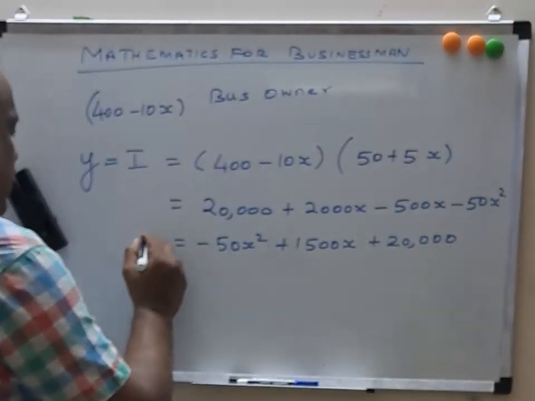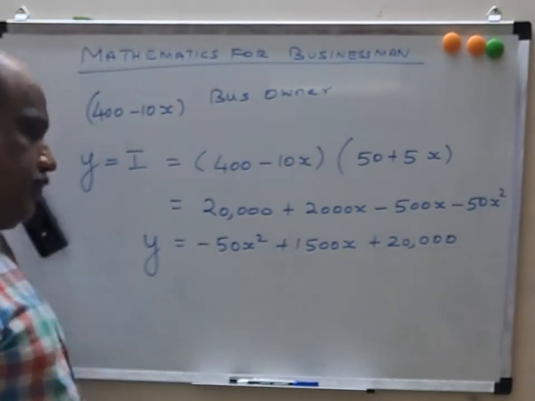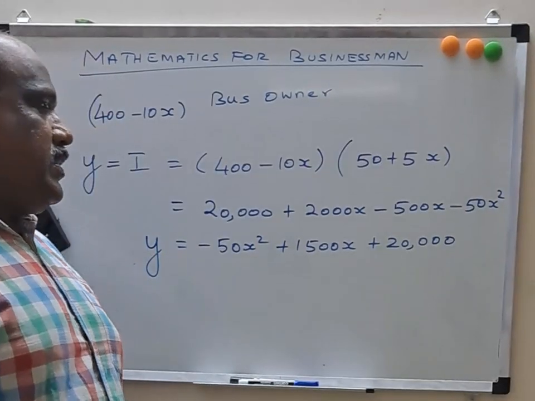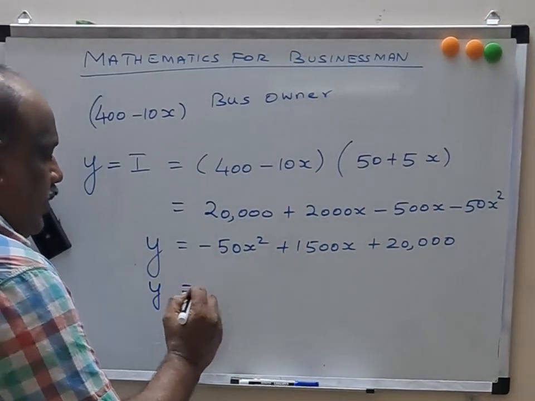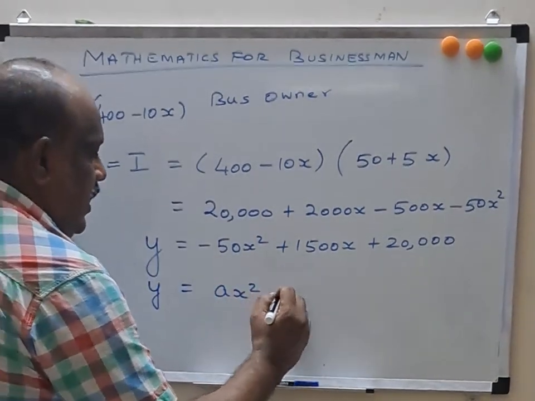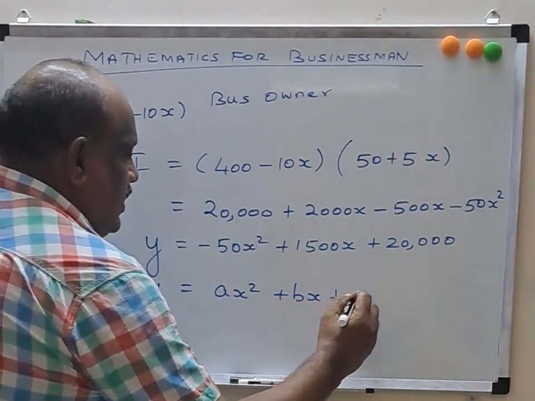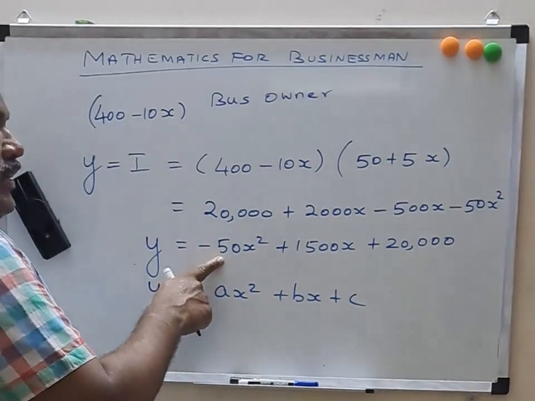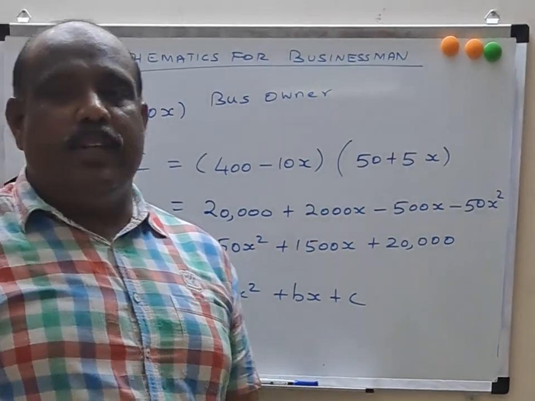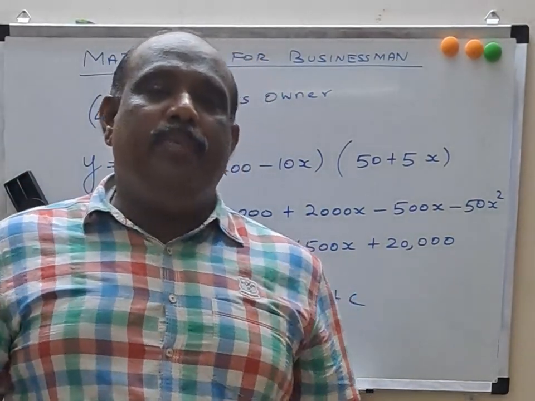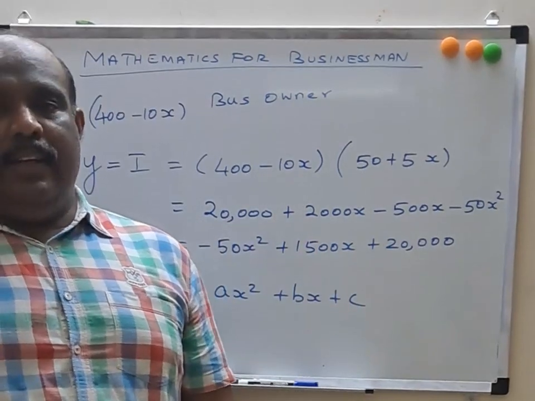Let us have this equation like this itself. Y equal to minus 50x squared plus 1500x plus 20,000. Now this is of the form y equal to ax squared plus bx plus c, where a is minus 50, b is 1500, and c is 20,000. So we have formed a quadratic equation.